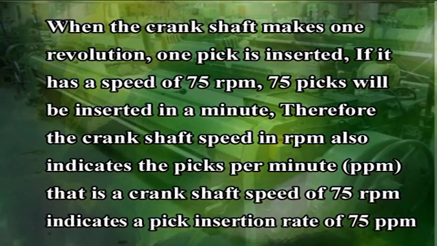When the crankshaft makes one revolution, one pick is inserted. If it has a speed of 75 RPM, 75 picks will be inserted in a minute. Therefore, the crankshaft speed in RPM also indicates the picks per minute. That is, a crankshaft speed of 75 RPM indicates a pick insertion rate of 75 ppm. Crankshaft speed indicates the loom speed.